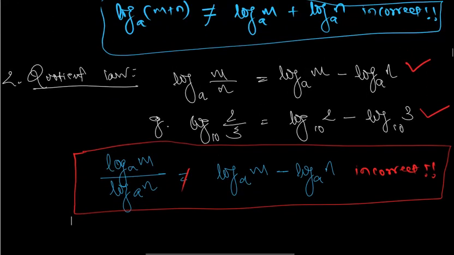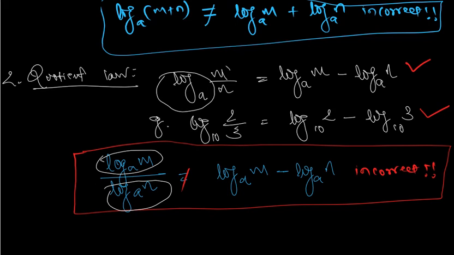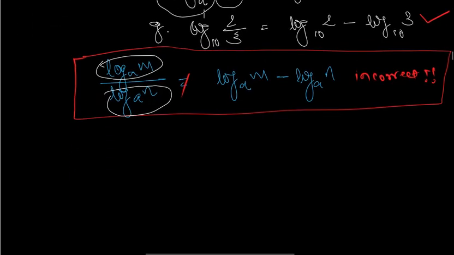See what is the difference between the incorrect one and the correct one. In the incorrect one, there is log of a number in the numerator also and the log of another number in the denominator also. But in the correct identity, there is only one logarithm and then there is a fraction. You understand? So the one which I have written in the red box over here, it is incorrect. One more incorrect version is there.